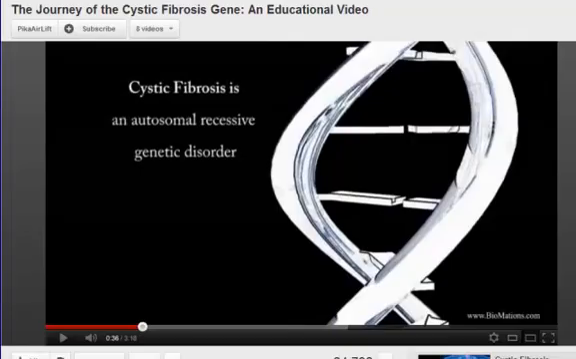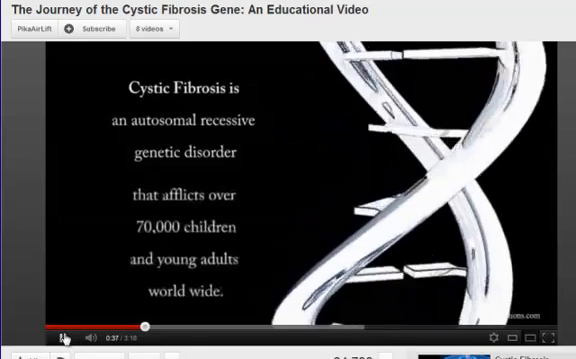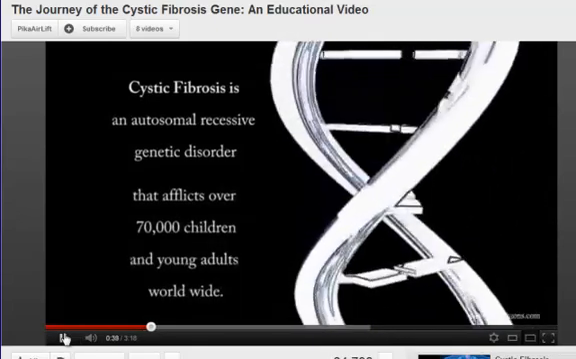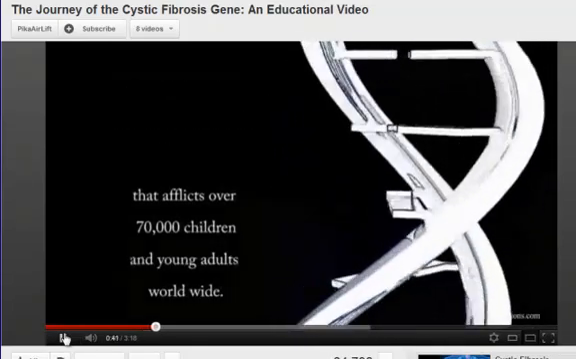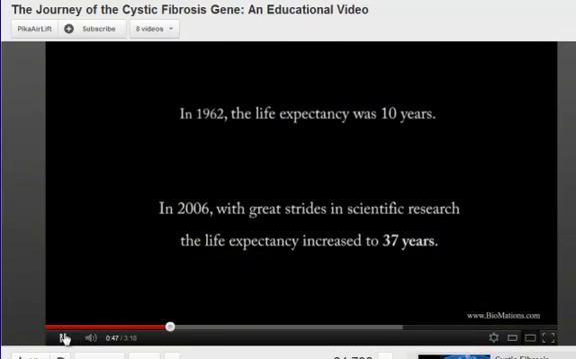Cystic fibrosis is an autosomal recessive genetic disorder. And what that means is that it's in an autosomal chromosome, not in one of the sex chromosomes. Still, this disease, when inherited as a homozygous recessive, has a very low life expectancy.